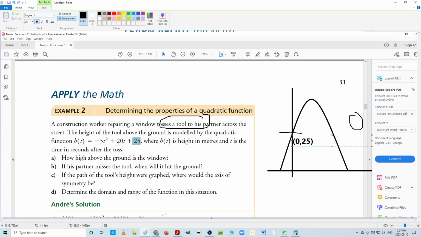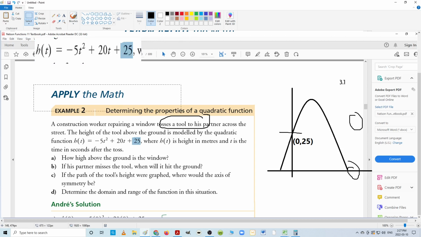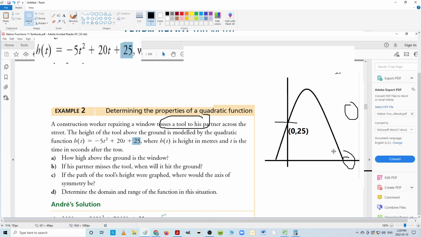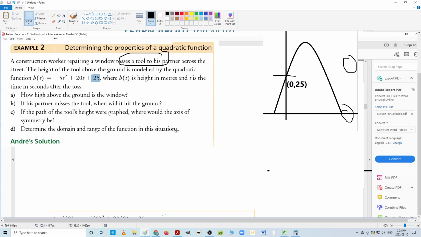That's how high the window is. If his partner misses the tool, when will it hit the ground? Right there. Well, that's when y is equal to 0, which means you would have to solve this by factoring, right? So we'll go down like that, do this, and we'll move this up actually like that. There we go. And we'll just move this up, and we'll actually put this one down here instead.